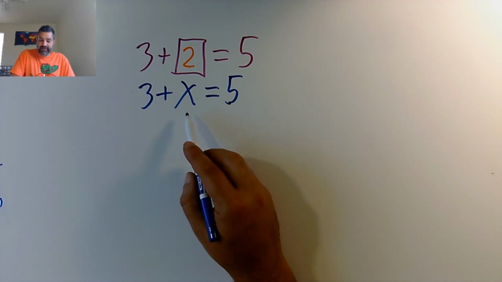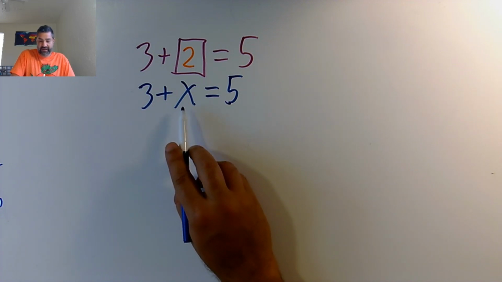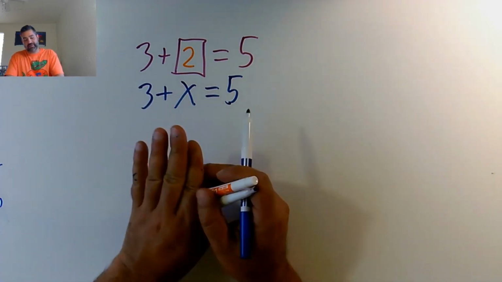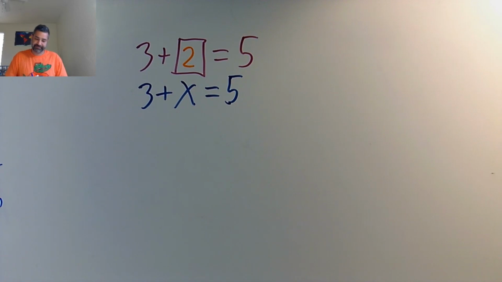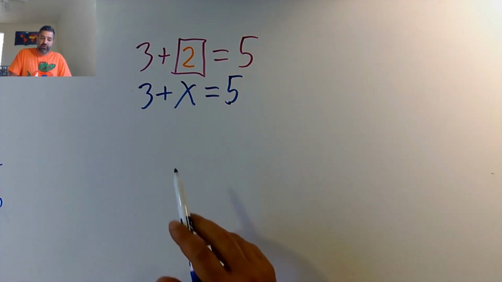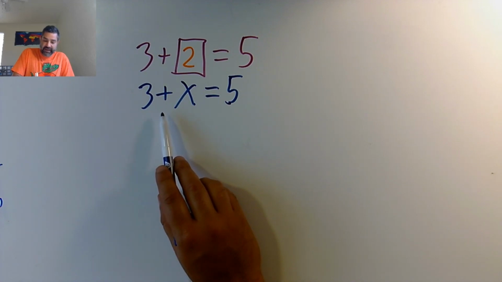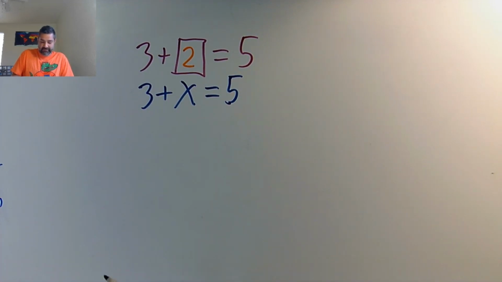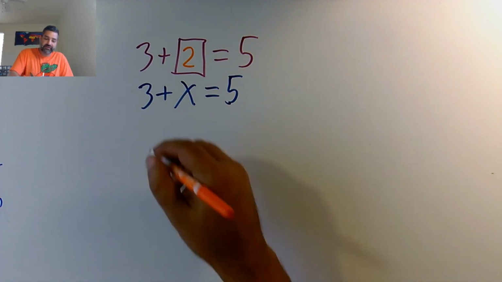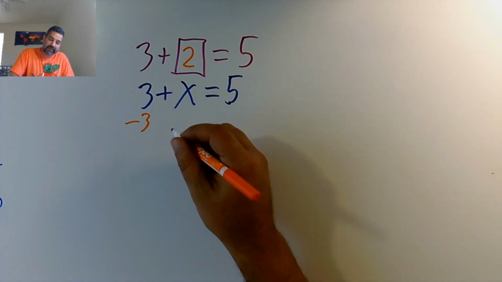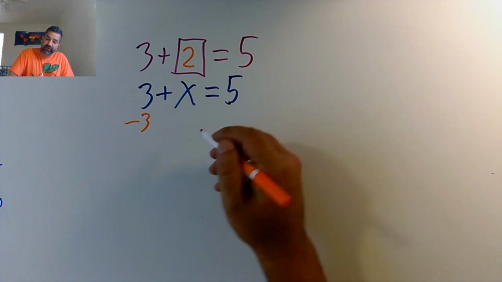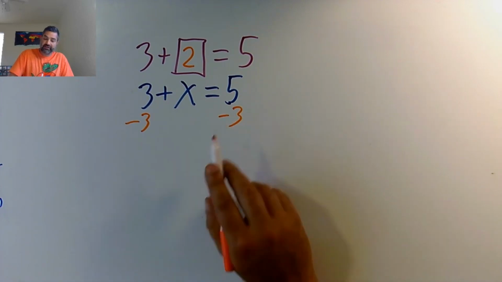And the way to do that is you want to isolate x. You want to get x all by itself, and you want it to be equal to some number. And so the way we do that is we do whatever's being done to x, we do the opposite of it. So in this case, what is being done to x? 3 is being added to x. And so what's the opposite of adding 3 to x? That's right, we're going to subtract 3. And whatever we do to one side of the equation, we have to do to the other side of the equation.